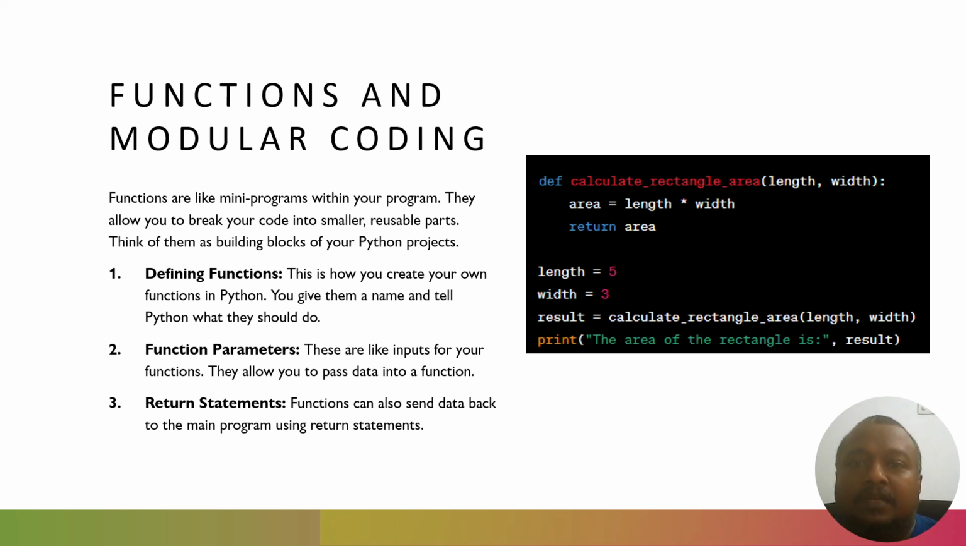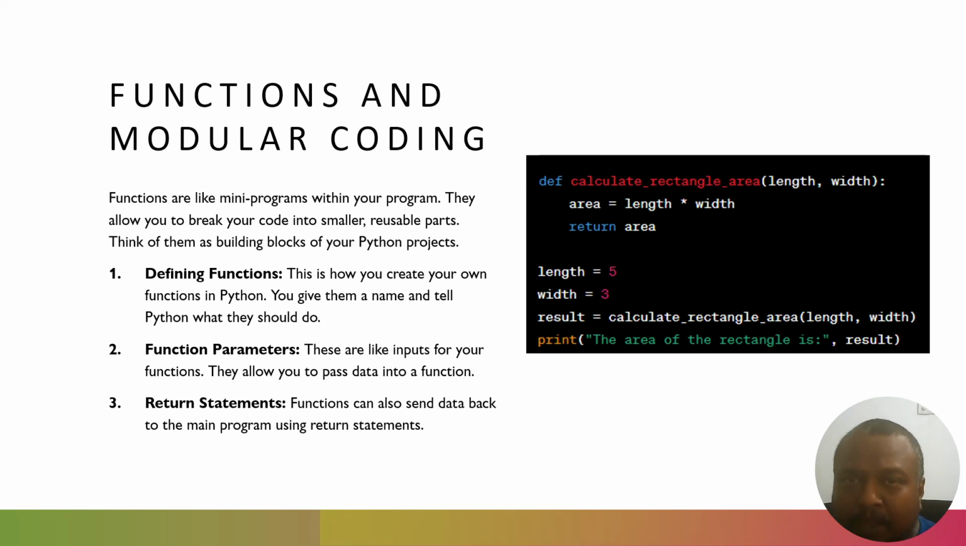On Python, there are three major parts when talking about functions. The first one is defining the function. This is how you create your own functions in Python. You give them a name and tell Python what they should do.